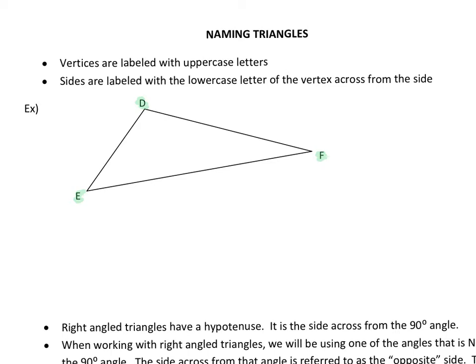So for example, I have my letter D at the top for an angle. The side across from it is the side that's not attached to it. So this side over here would be lowercase letter d. The angle in the bottom left corner is angle E. The side across from it, the one that's not attached to it, would be lowercase letter e. And likewise, the bottom right corner we have an F, and the side across from it would be lowercase letter f. So those are things we talked about before the break.